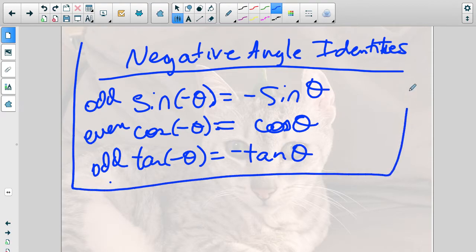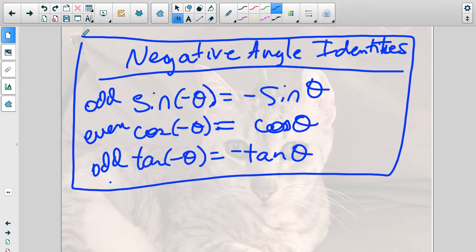Negative angle identities. Sine and tangent are odd graphs. They're symmetric to the origin. Cosine is an even graph. It's symmetric to the y-axis.